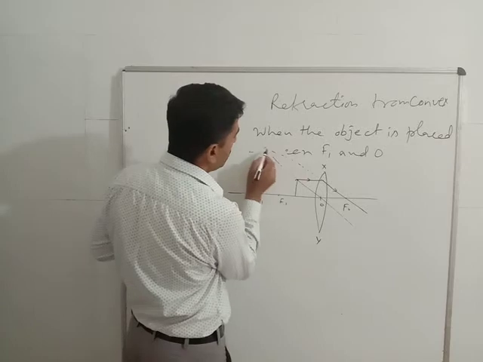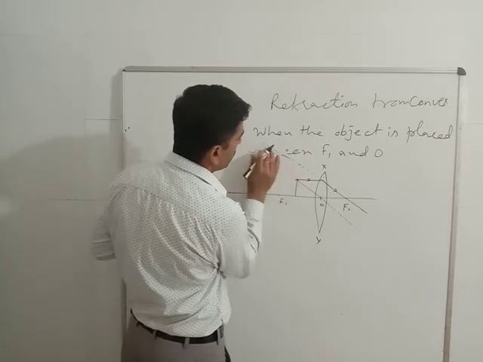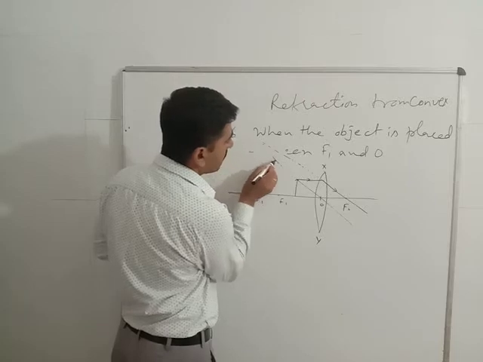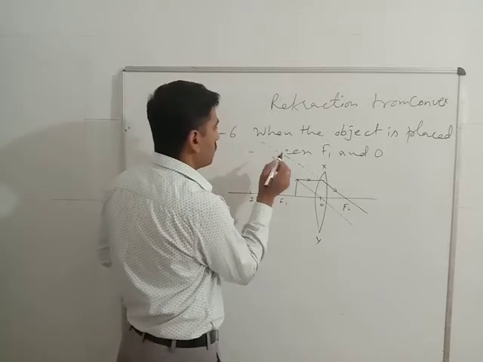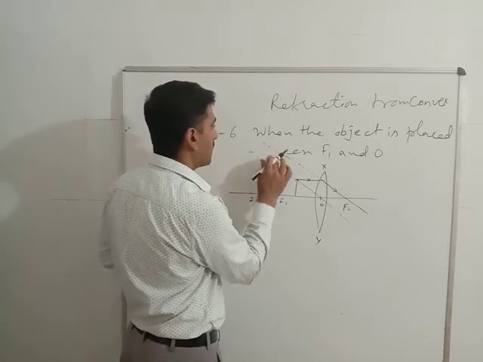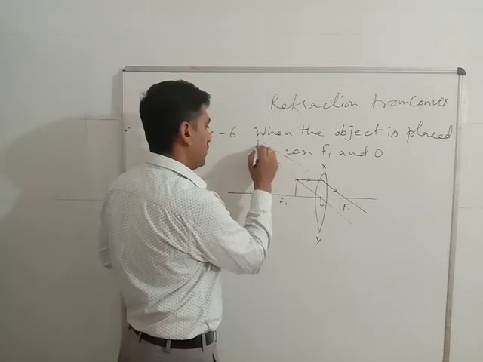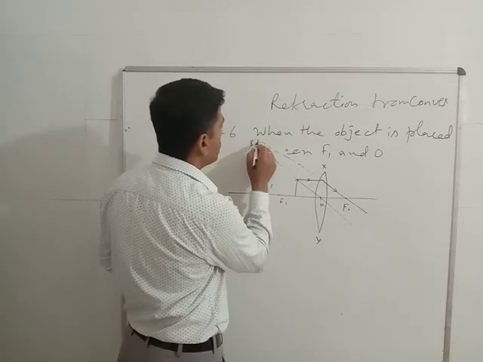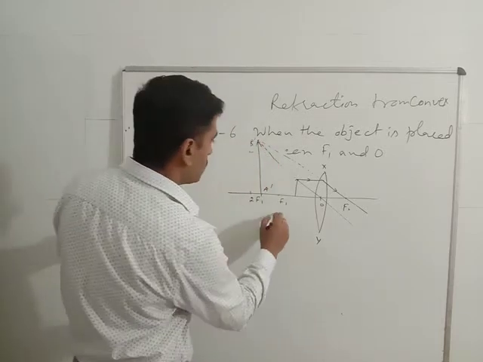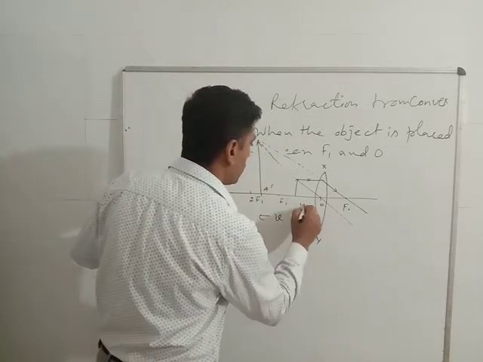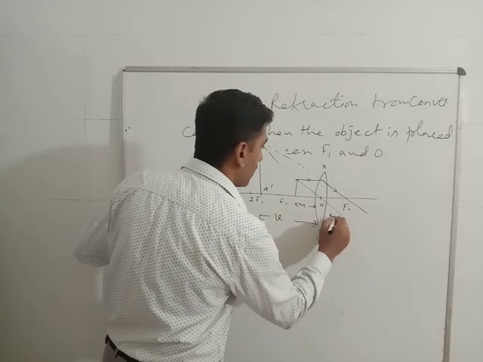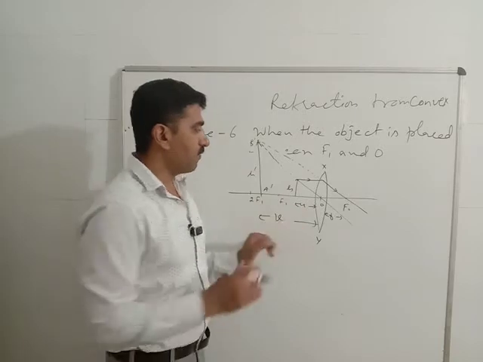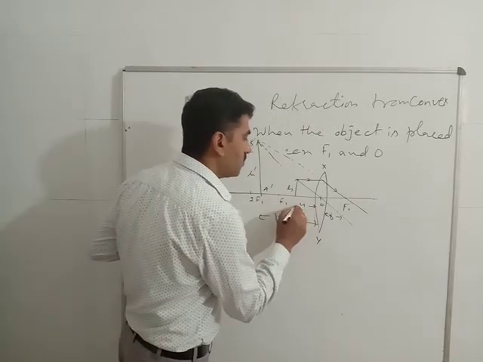Where are they going to meet? That meeting point will be called the point where the image is formed. So you will draw straight lines with the help of a scale. So here your image is formed, A dash, B dash, arrowhead over here. So this will be V and this will be U and this will be F. Only F is positive; U and V in this case will both be negative.